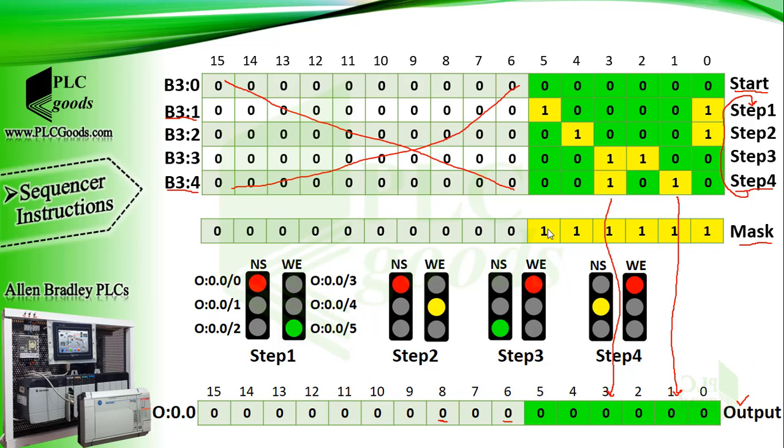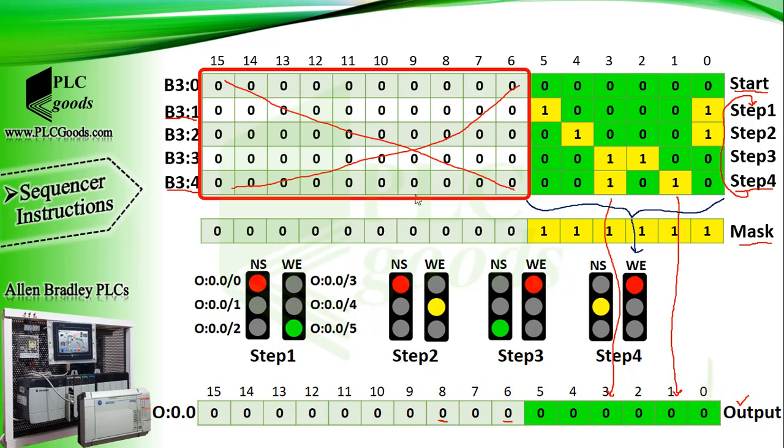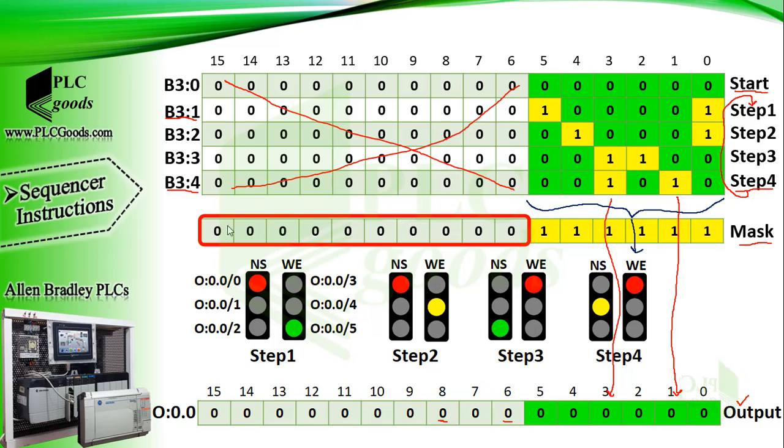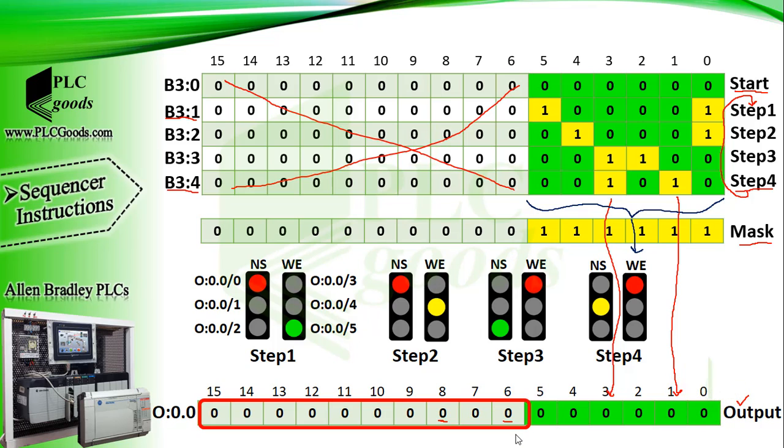Based on the mask word value, only bits 0 through 5 can be moved from the PLC memory to the output. Other bits won't be controlled by the sequencer, because these bits of the mask word are 0. So, these bits of the PLC outputs will be free, and can be used for other purposes.